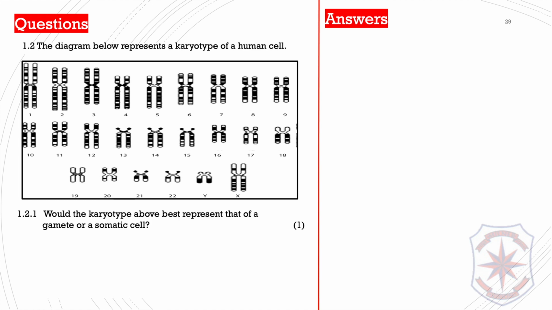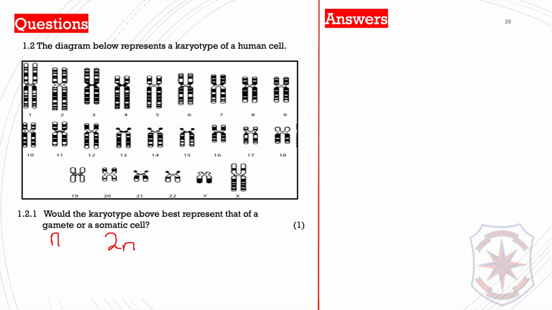The first question here, would the karyotype above best represent that of a gamete or a somatic cell? Remember, a gamete has a haploid number of chromosomes, 1 set, and a somatic cell would have a diploid number of chromosomes, meaning 2 sets.